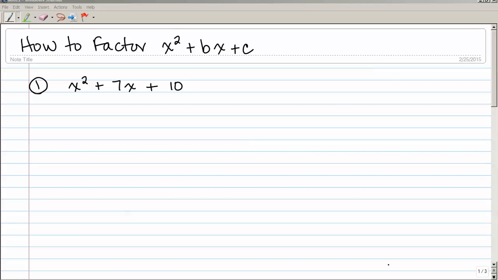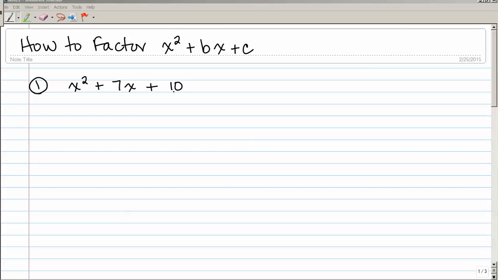Here's how to factor a trinomial in the form of x squared plus bx plus c. You'll notice that in each of these examples and in our basic formula here, there is a 1 in front of the x squared, but not a number such as 2 or 3. This is a real basic trinomial to try to factor.